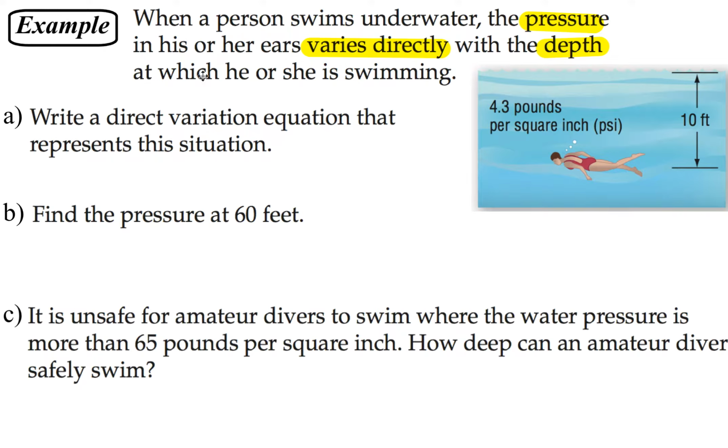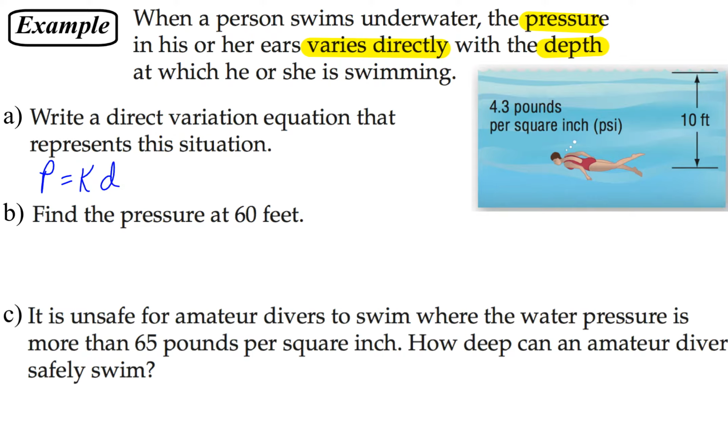All right, so some word problems. When a person swims underwater, the pressure, okay, in his or her ears varies directly with the depth. So we have pressure and depth that we're dealing with, and it's a direct variation equation. So the first thing we want to do is write a direct variation equation that represents the situation. Well, we have to look at the picture here to get the information we need. And we know that the pressure is going to vary directly with the depth.